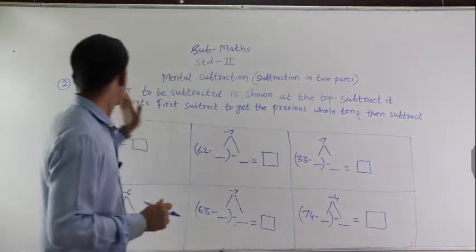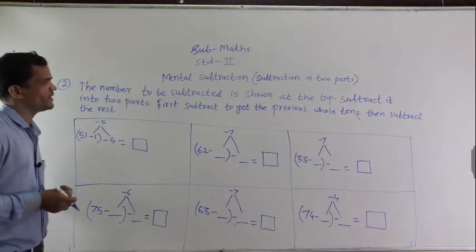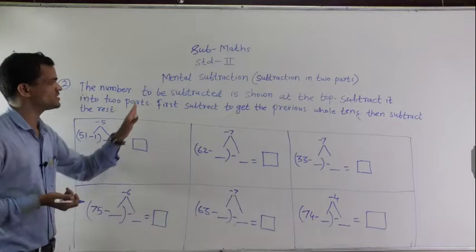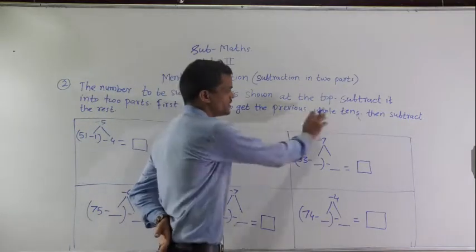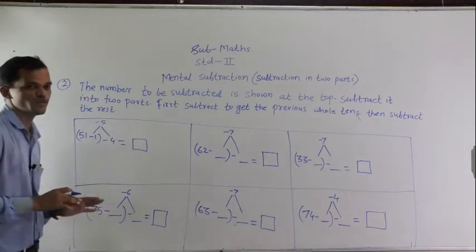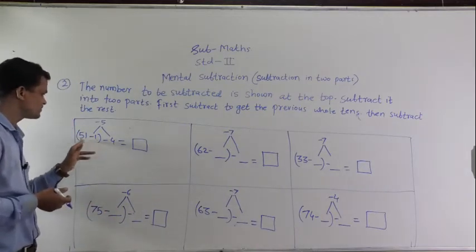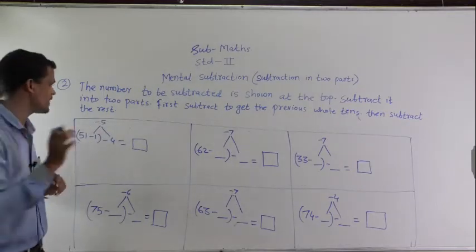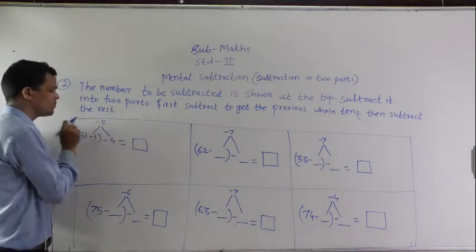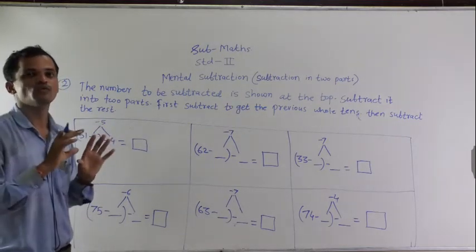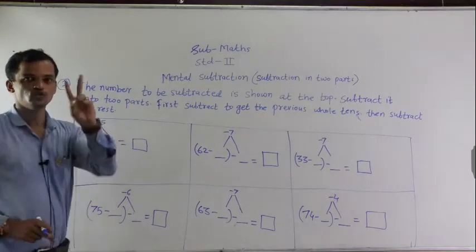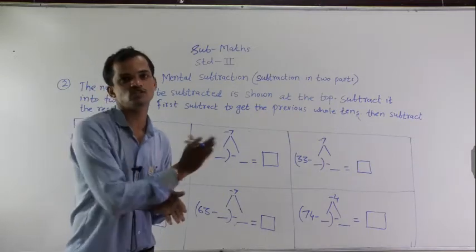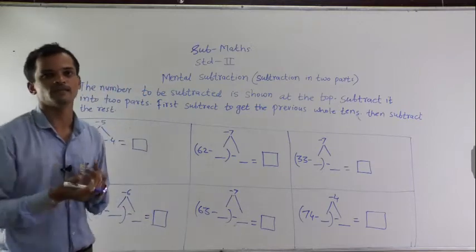Next question. The number to be subtracted is shown at the top. Subtract it in two parts. First subtract to get the previous whole tens, then subtract the rest. So see here 51, and at the top minus 5. We have to subtract 5 from 51, but we have to divide this 5 into two parts. When we subtract the first part, we will get the previous whole tens. And then subtract the next part.